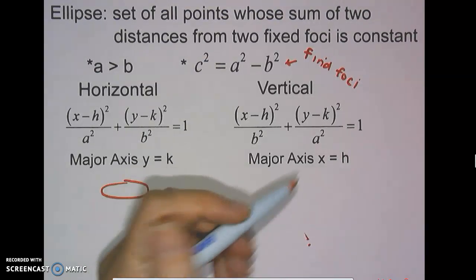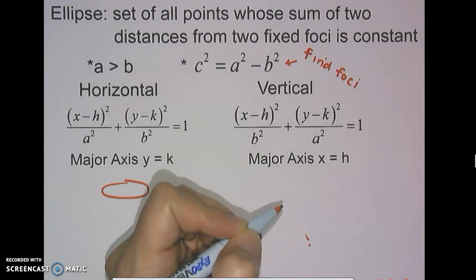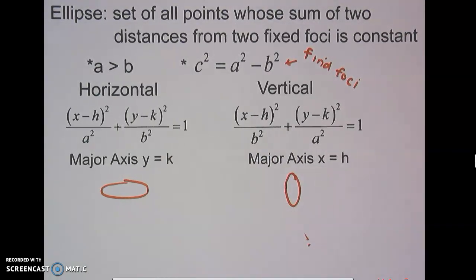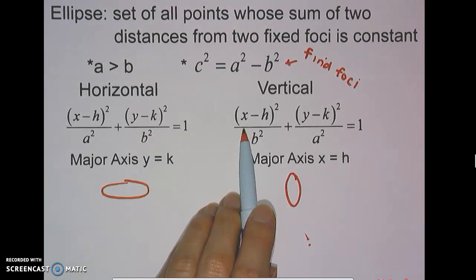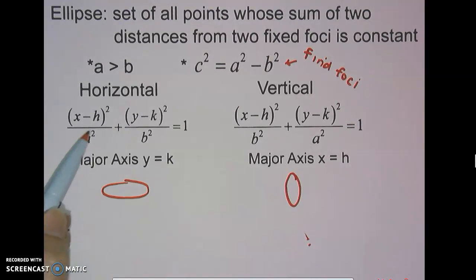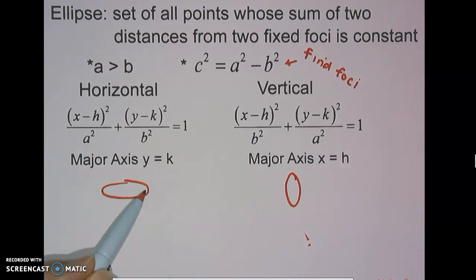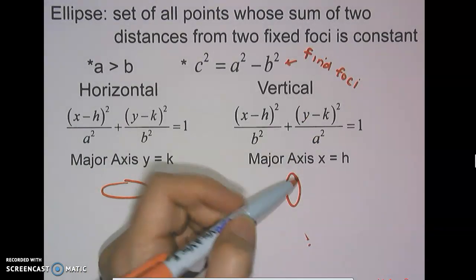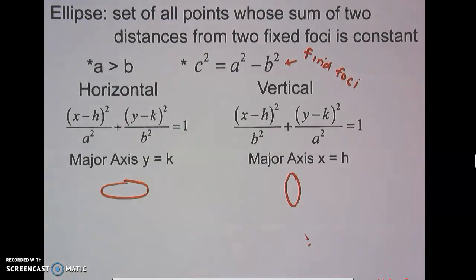We could also have a vertical ellipse, and that means it's going to stretch more up and down, so it's going to be tall and skinny. Our formula looks exactly the same, except instead of having x minus h squared over a squared, we now have b squared, plus y minus k squared over a squared equals 1, and the major axis is going to be x equals h, whatever that is. Since a is always bigger, when a is under the x's, it's going to stretch more in the x direction. When a is under the y's, it's going to stretch more in the y direction. Keep all those things in mind.